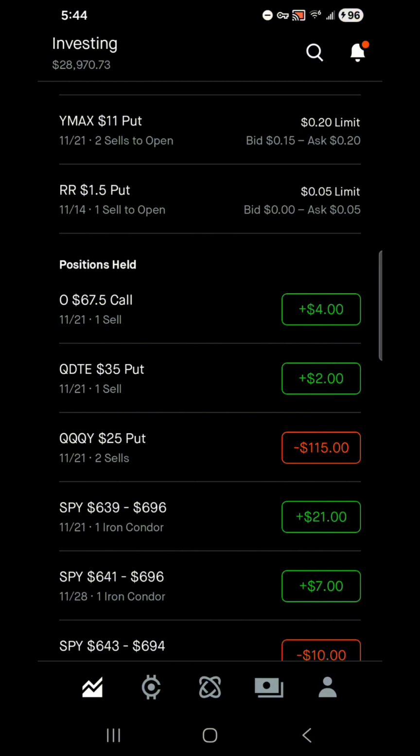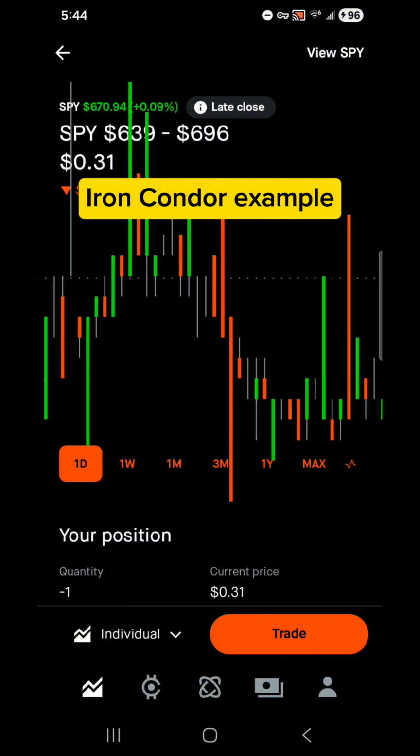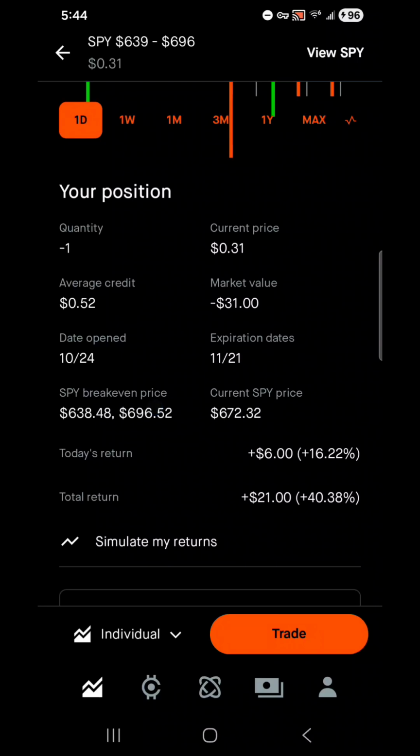Total return, I like this one. You can look at this, say 11.21 Iron Condor, up $21. Let's look into that. So current price is around $6.71, which is in between my break-even prices. So I'm going to still make a profit on this. I received $52 to get into this position. I would have to pay $31 to close it. So if I did receive $52 and I pay $31 to close it, then that leaves a profit of $21.